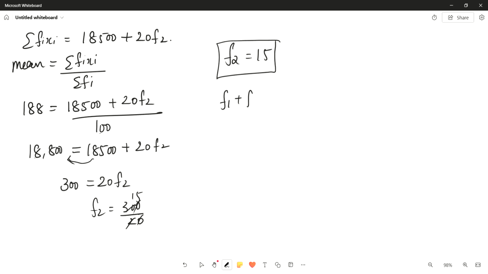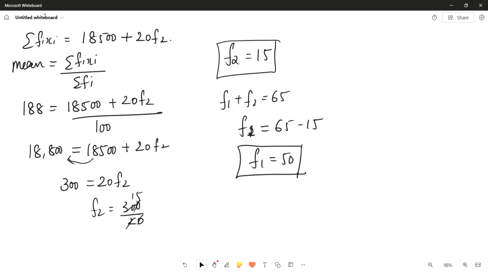F1 plus F2 is 65. So F1 is equal to 65 minus 15. So F1 is equal to 50. Okay. F1, F2. That's it.